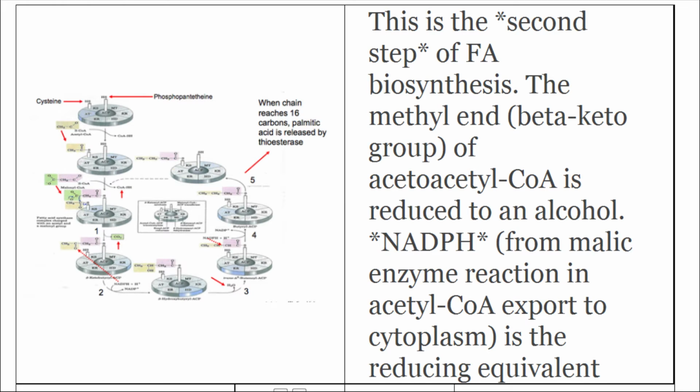Reduction. This is the second step of FA biosynthesis. The keto group of acetoacetyl-CoA is reduced to an alcohol. NADPH is the reducing equivalent.